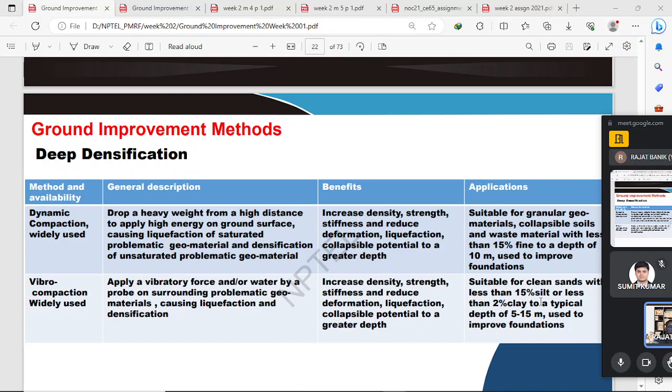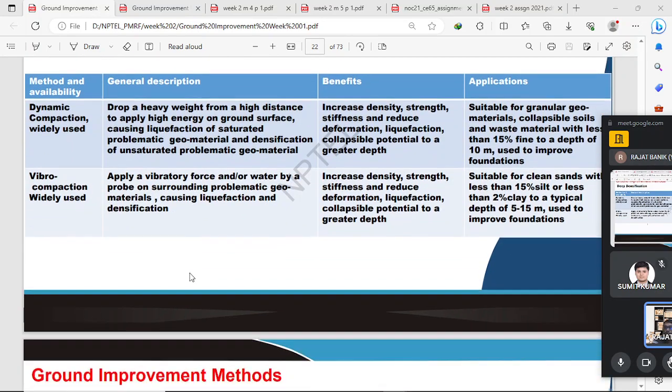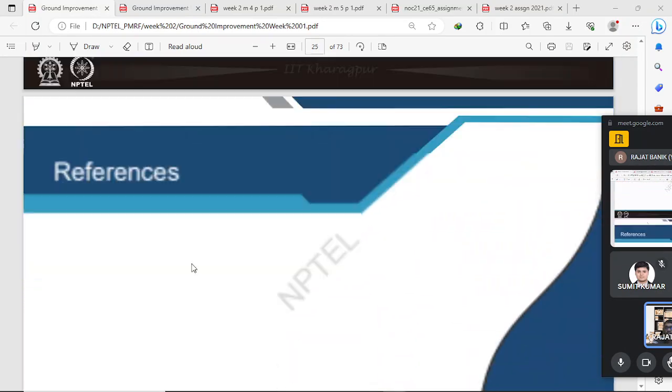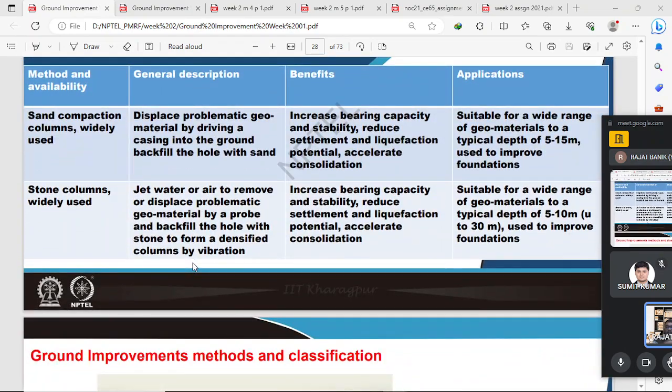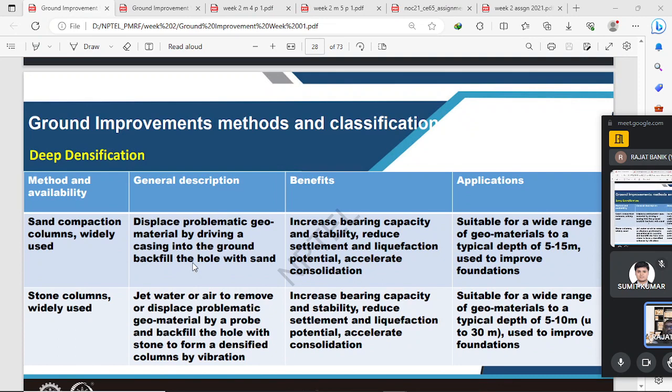and vibro compaction is suitable when 15% silt or 20% clay is present. And also in deep densification, in module 1, lecture 3, we learn about other types of deep densification, like sand compaction columns and stone columns. These also improve the ground 5 to 15 meters, or in some cases up to 30 meters.